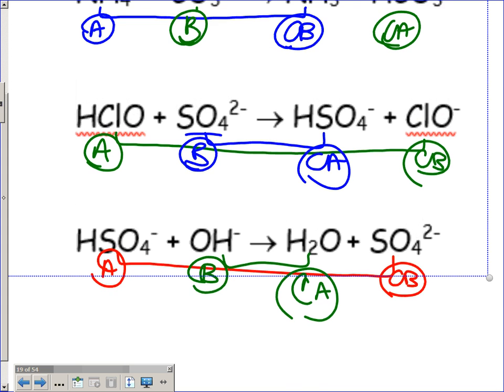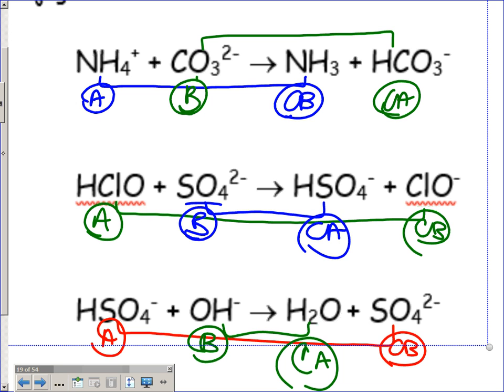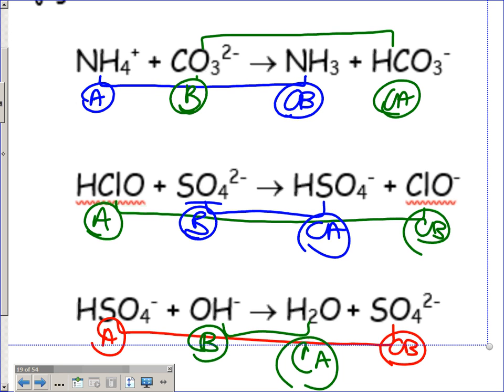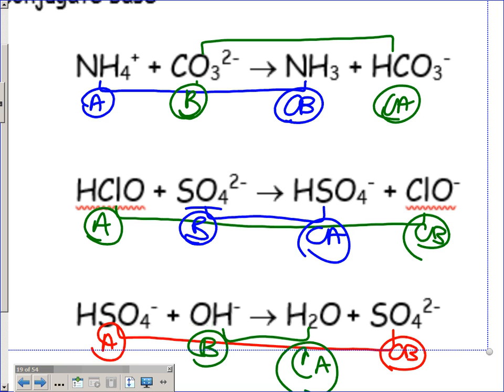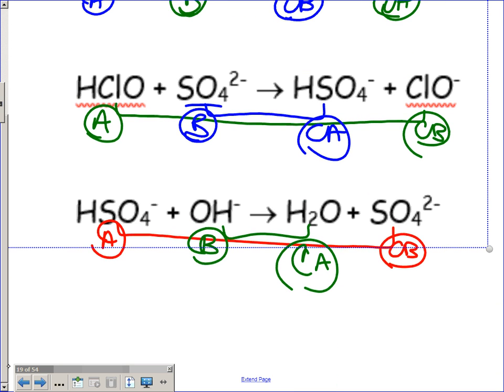All right, check yourself up here. A, B, C, B, C, A. Thumbs up. So this is acting as the acid because it has the extra H, and over here it doesn't, so it had to have donated. This one's A, B, and then conjugate acid, conjugate base. Same, not quite same actually, same beginning. And then the third example, acid, base, conjugate acid, conjugate base.